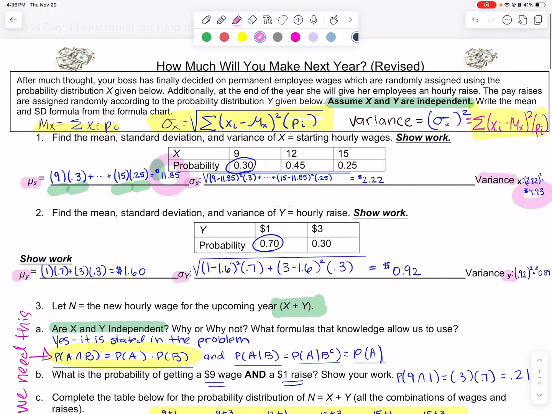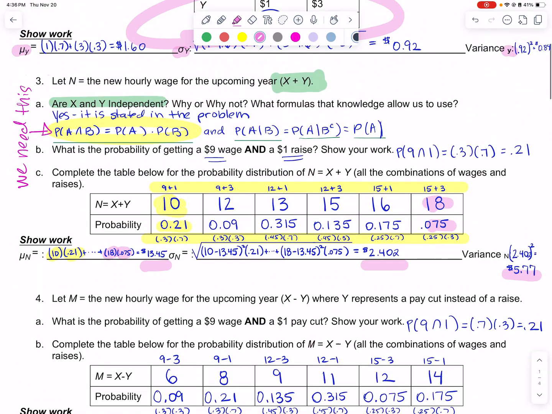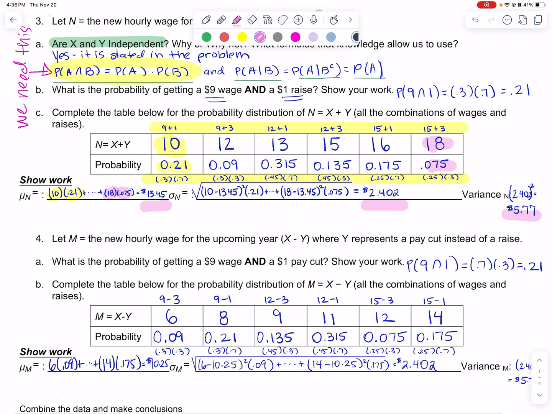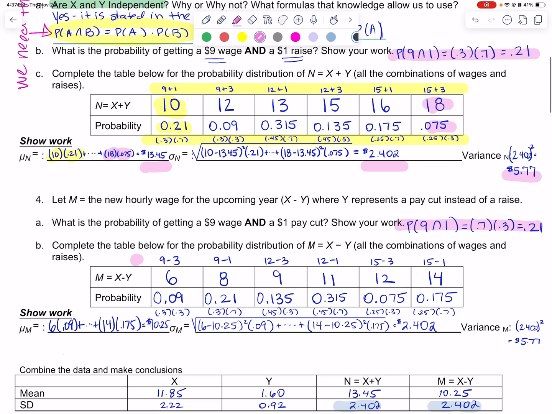The $9 here is still your base, and this is still the amount that's going to get lower, either by $1 or $3 an hour. So that's why I say, what's the probability of getting 9 and 1? It's the same probability as we had above here. Same thing. And you can see I just did all the combinations of 9 minus 3 all the way to 15 minus 1 to get the values that it could be.